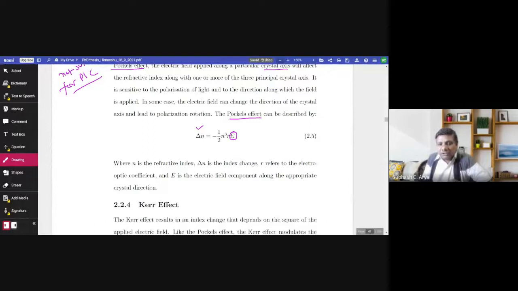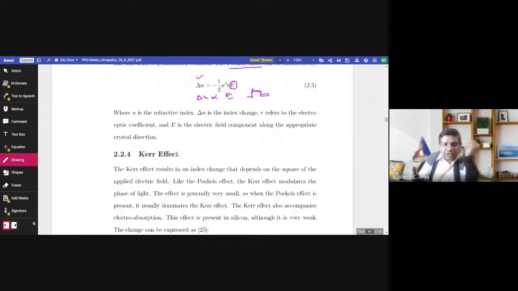So this is the electric field. You see delta n is directly proportional to E, that is the electric field which you apply in the form of the modulating signal. And the others are material parameters, like r is the electro-optic coefficient of that particular material.